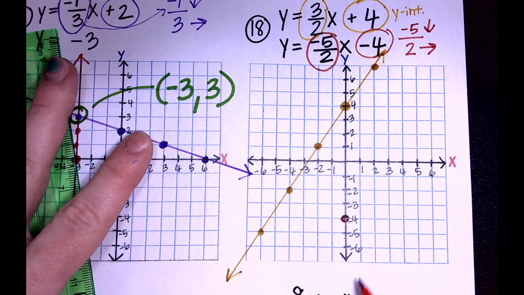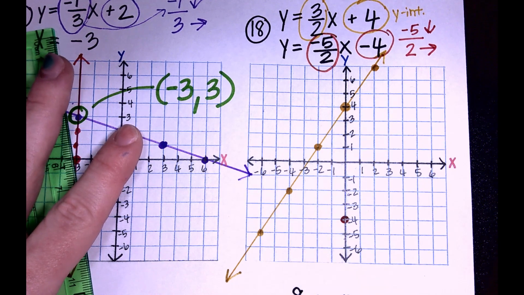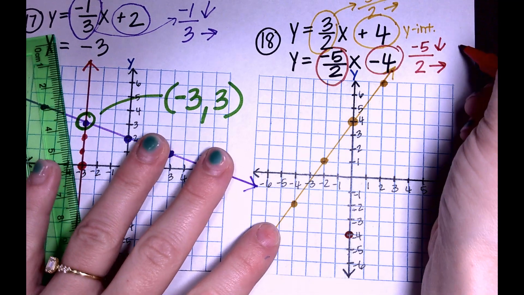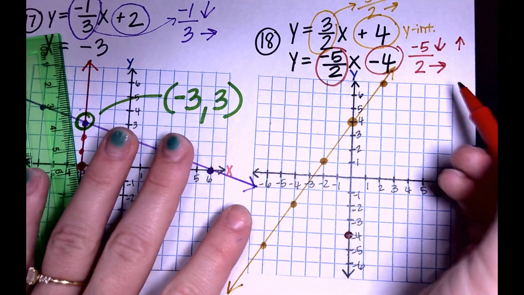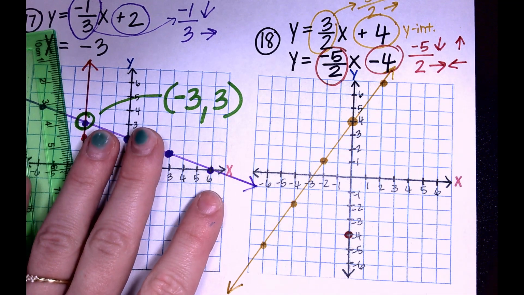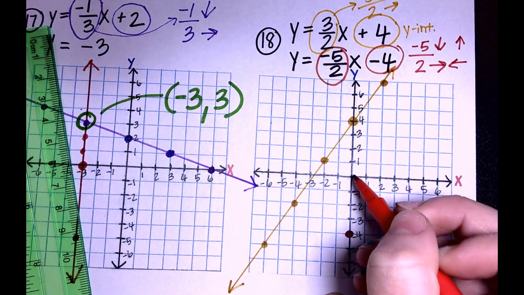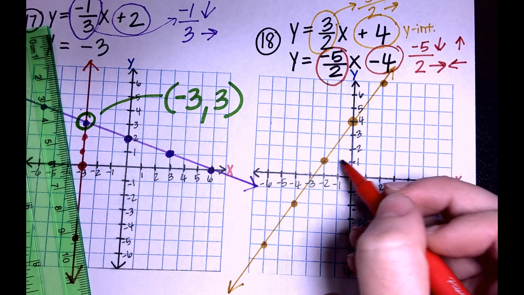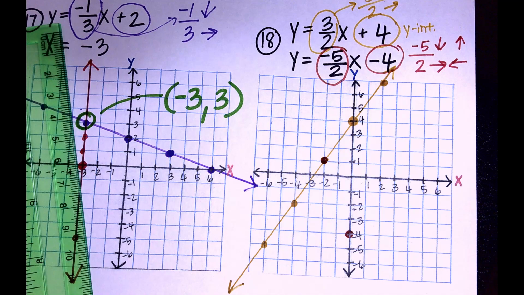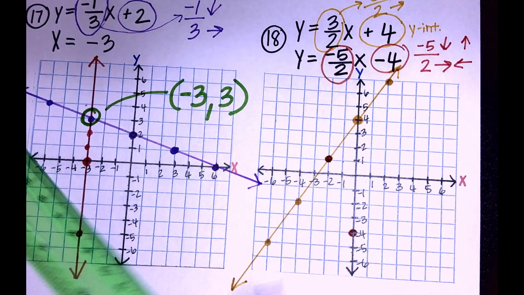But I don't have 5 spaces to move down. I only have 3. What could I do instead? Up 5. So if I decide to go up 5, what direction do I need to go to? Left. If I switch one, I switch both. So I'm going to go up 1, 2, 3, 4, 5, over 1, 2. Look at that. It's already touching. So let's connect these dots.